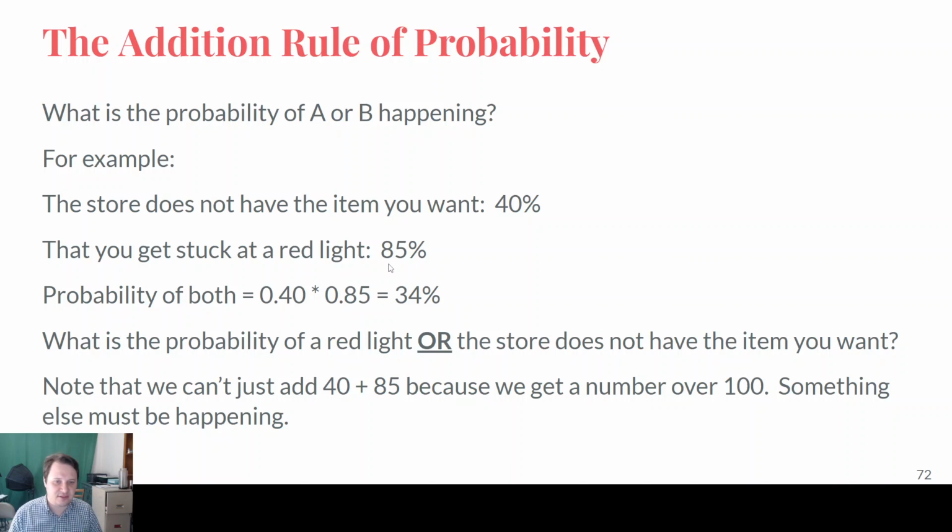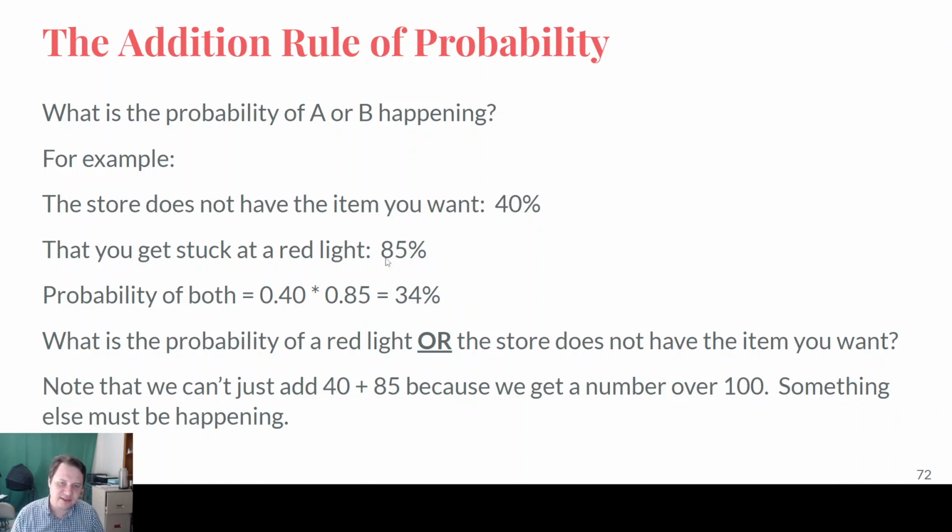And let's pretend that there's an 85% chance you get stuck at the red light. Maybe there's a lot of traffic and the red light is terrible and you have terrible timing, and so you have an 85% chance of getting the red light. The question I have for you is, what is the probability that both of these happen? That's like a really bad day, right? What's the probability that both of these happen? You get stuck at the red light and it doesn't have the item you want anyway.